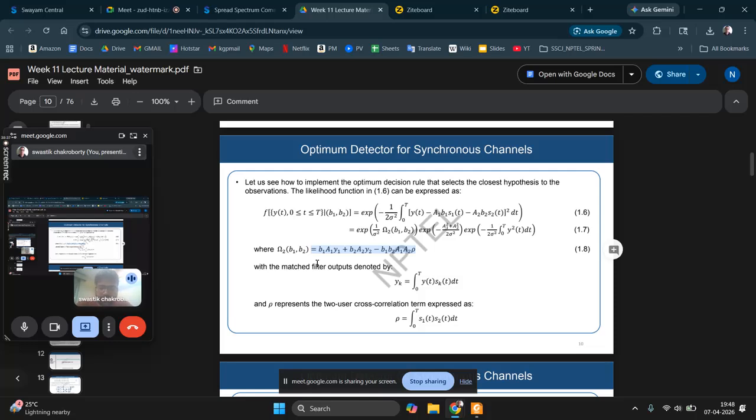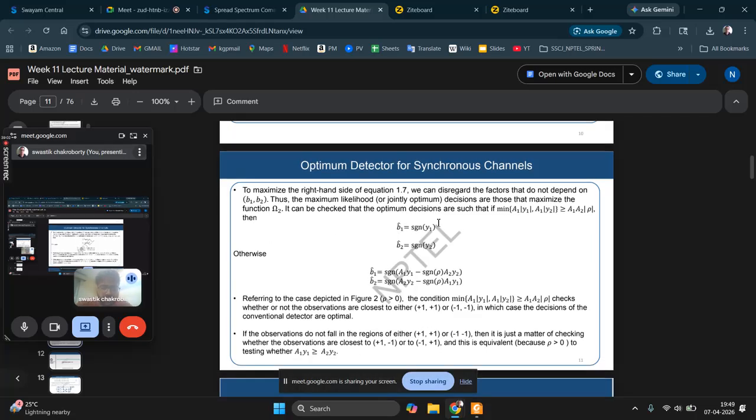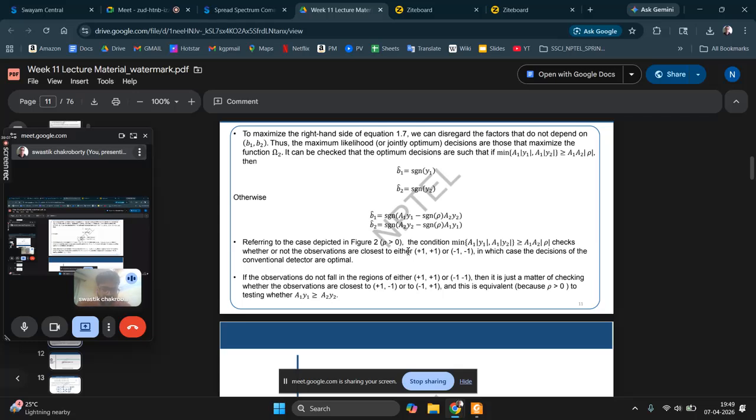Now the maximum of that can be found by differentiating this with b1 and with b2. So if you differentiate it with b1 and b2, you will get a1 a2 rho. So if you solve that, you will get b1 equal to signum y1 and b2 equal to signum y2. Okay, so whatever the matched filter output is, the signum of that is your bipolar bit. So that is the decision rule.